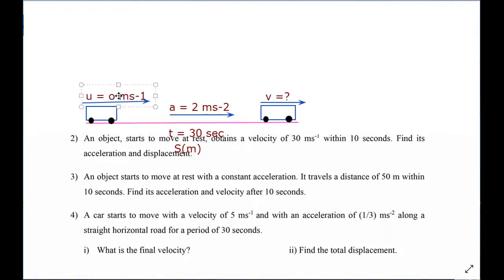So starts to move at rest. Initial velocity 0. Final velocity they have given, so final velocity is given as 30 meters per second. Please don't be lazy. Draw the figure and mark the given data. The acceleration, it's not given. We have to find the acceleration. We have to find the displacement. Time taken is not 30. Time taken is 10 seconds. Okay, dear. So please draw the figure and mark the given data. Start.